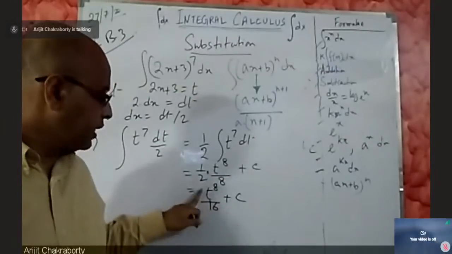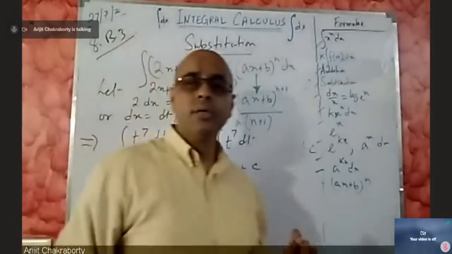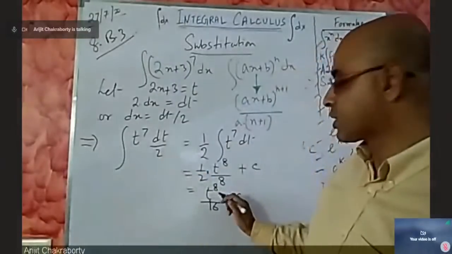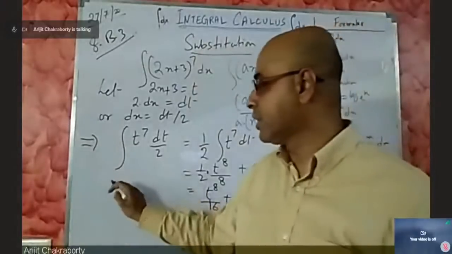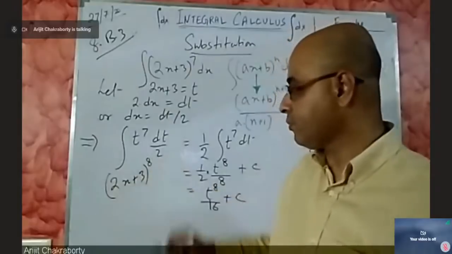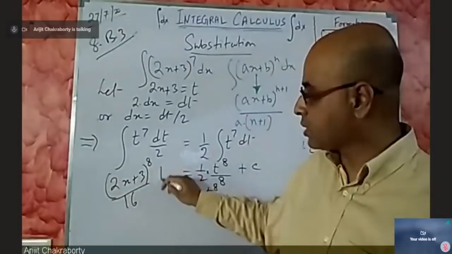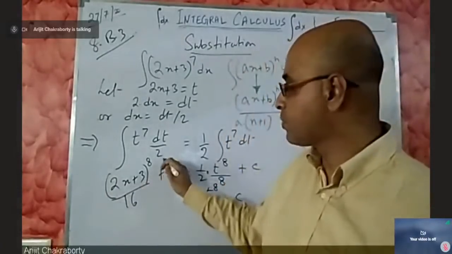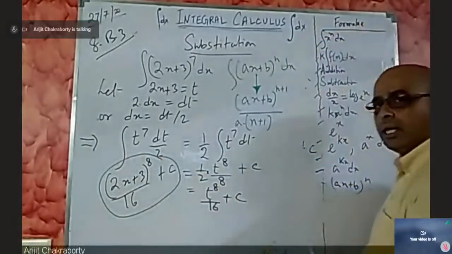But t is equal to what? t is equal to 2x plus 3. Therefore, the solution becomes, instead of t, we again substitute 2x plus 3. So the answer is 2x plus 3 to the power 8 by 16 plus constant c.